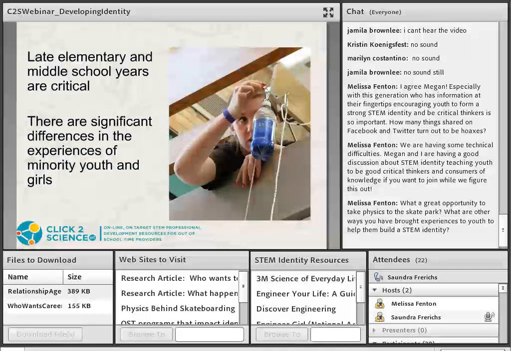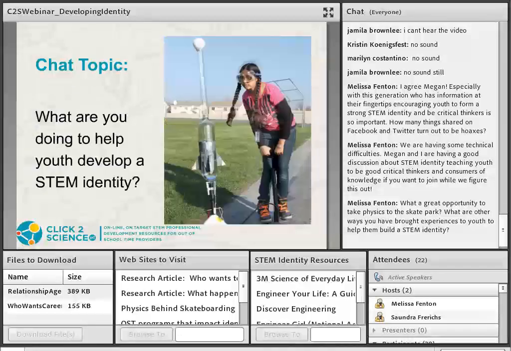It's important to recognize also that there are significant differences in the experiences that some students have towards STEM. And so there are issues where minority students or girls do not have the same experiences and do not have the same attitudes towards STEM. So it's important as we're working to impact this that we keep those issues in mind.